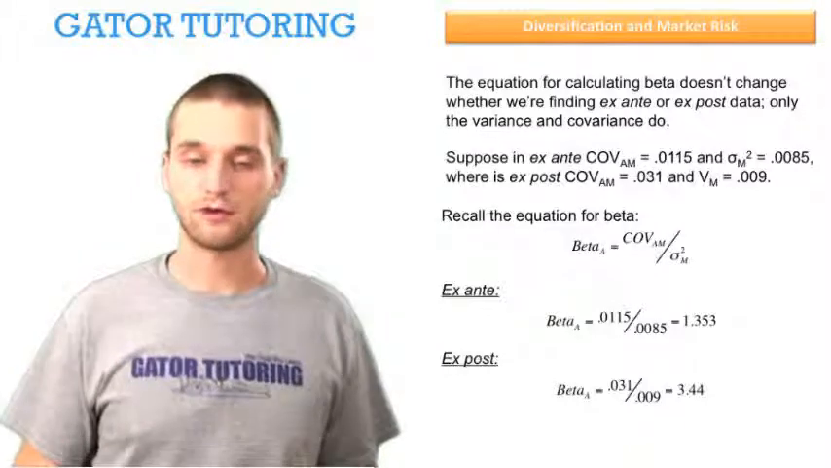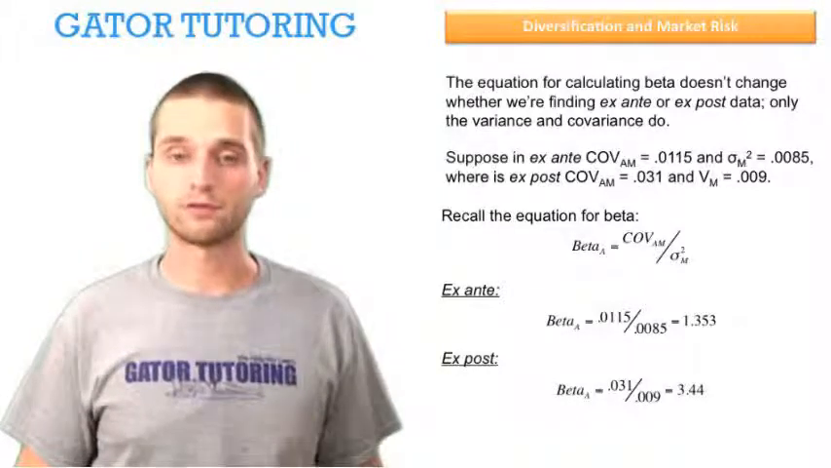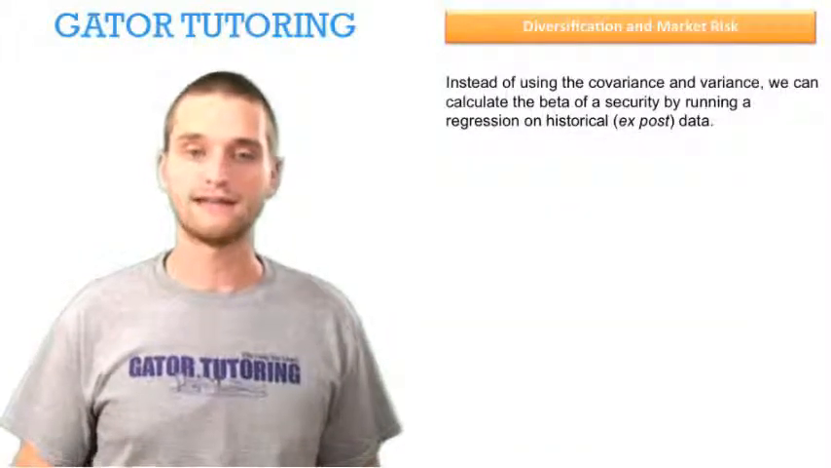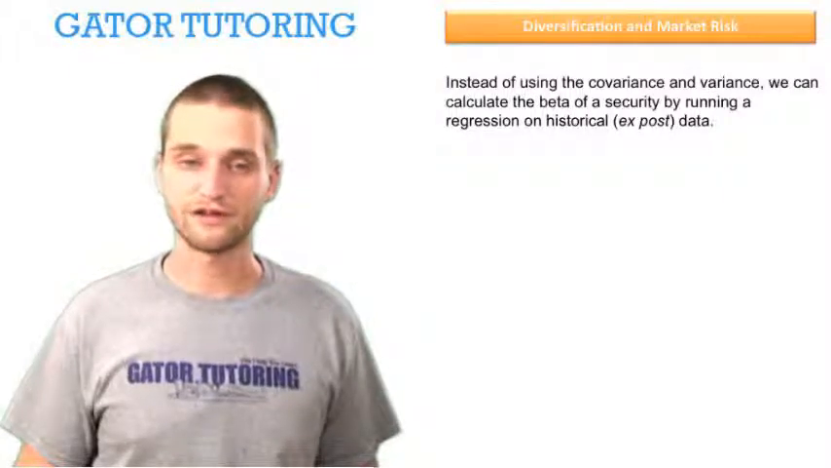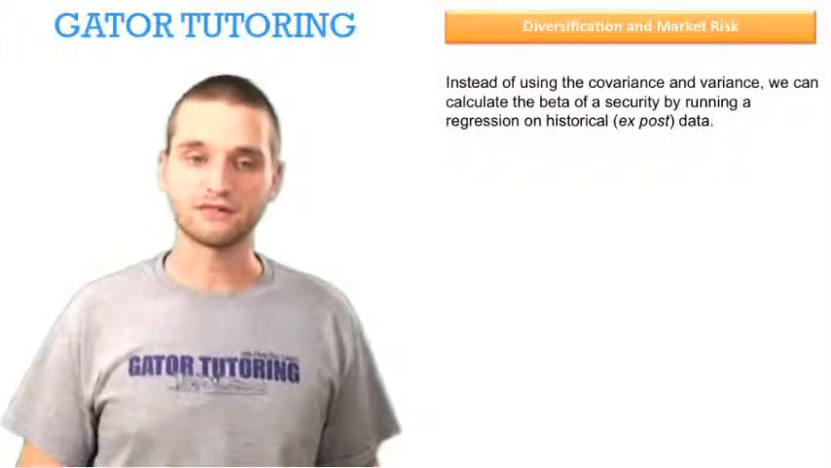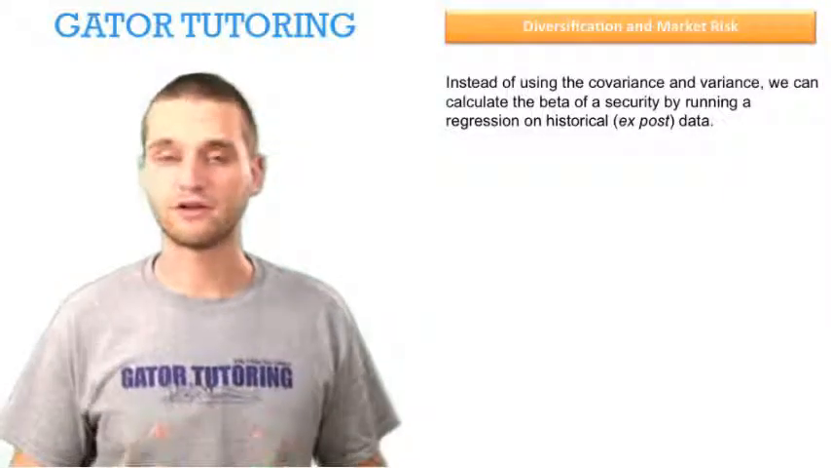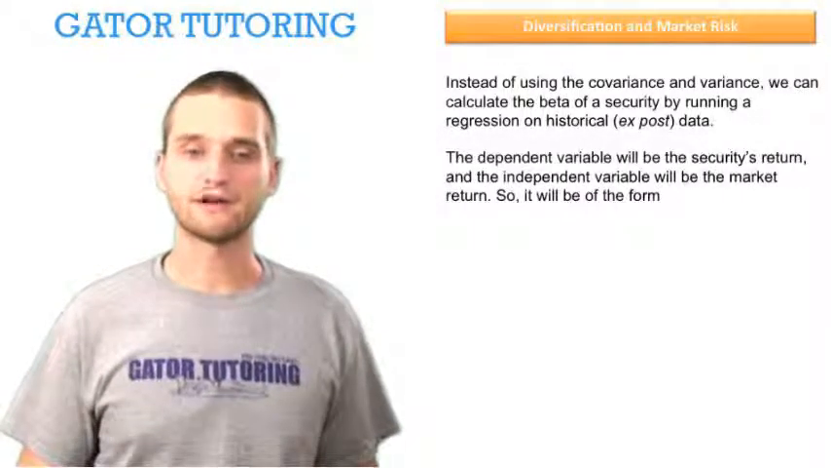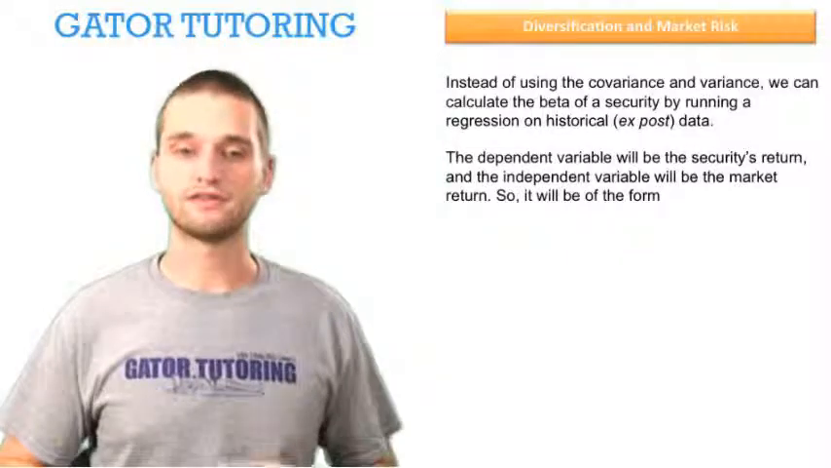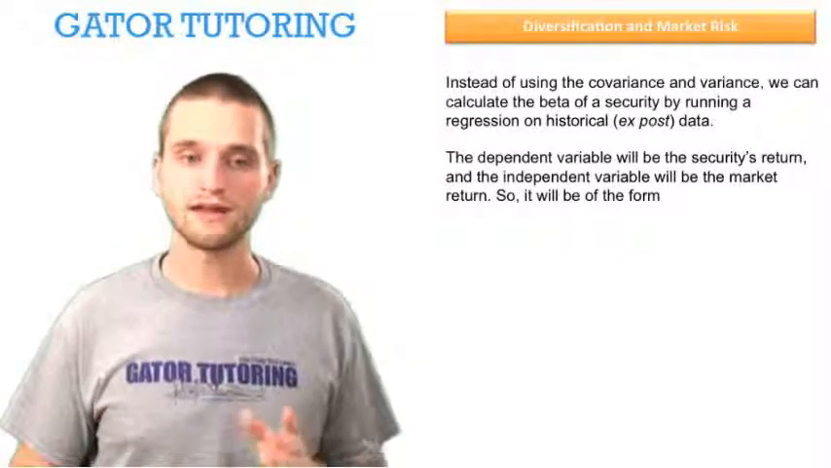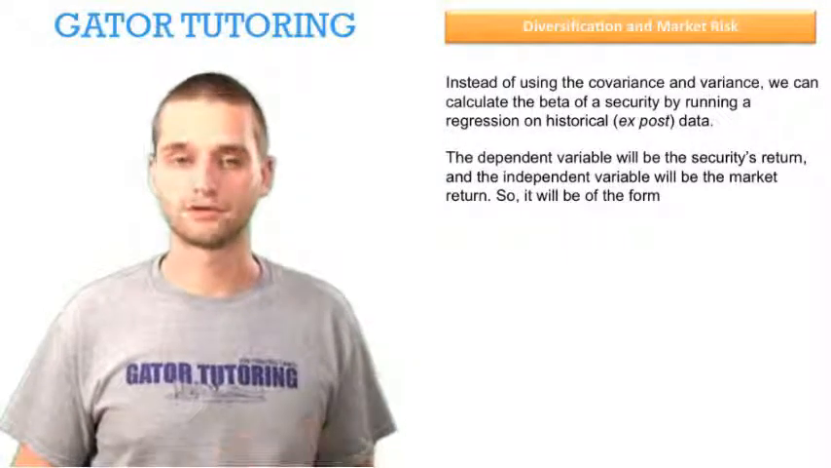The beta ex post of security A is 3.44. Instead of using the covariance and variance, we can calculate the beta of a security by running a regression on historical data, which is ex post data. The dependent variable of this regression will be the security's return, and the independent variable will be the market return.